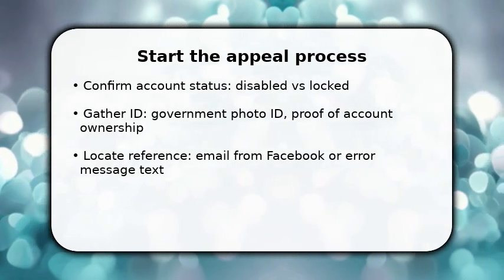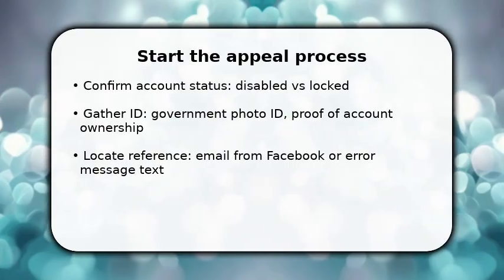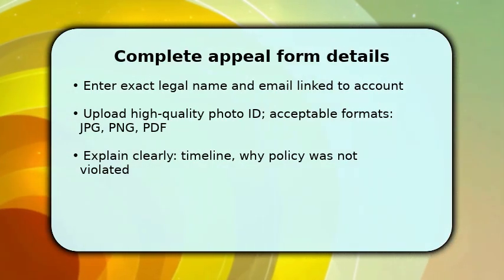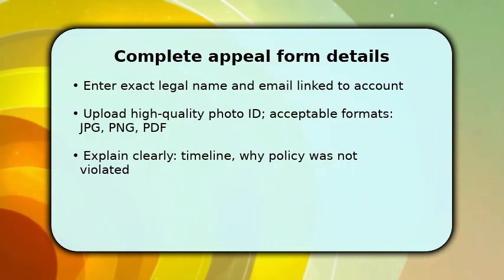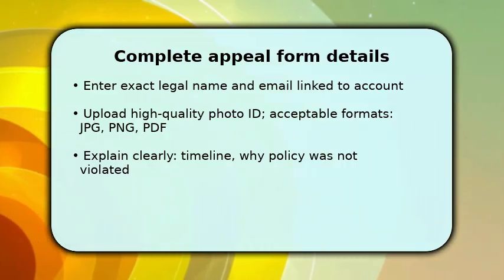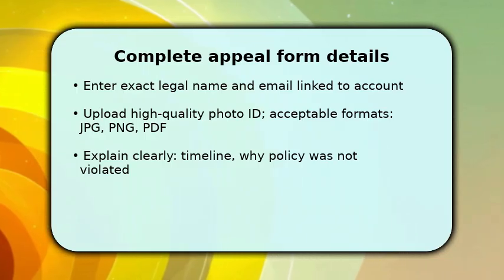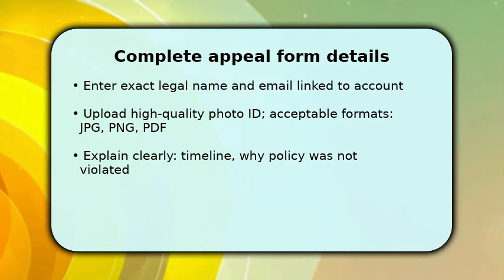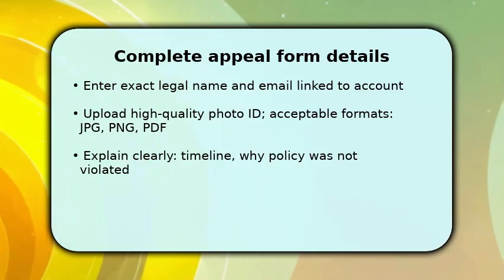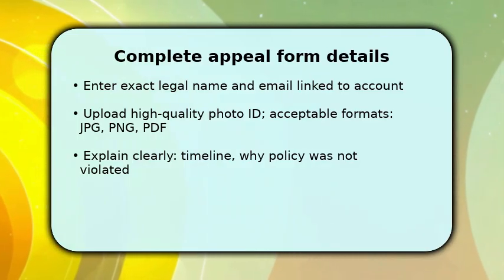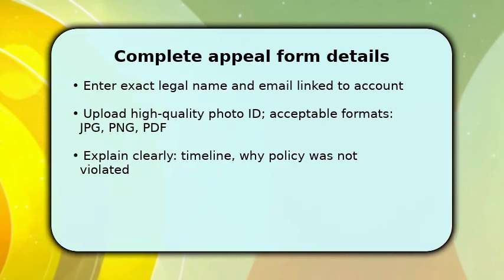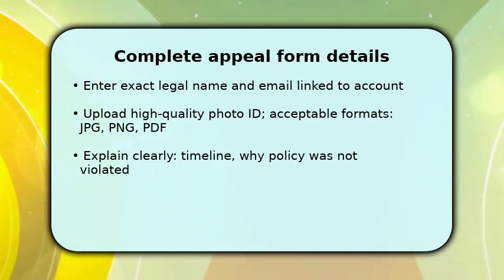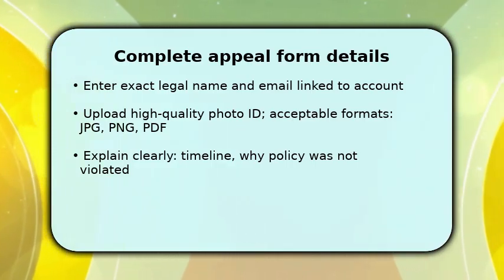avoid delays. You now complete the appeal form carefully. Type your legal name and the email or phone linked to the account exactly as shown on Facebook. When uploading your ID, use a clear photo, no glare, and include both front and back if requested. Facebook accepts JPG, PNG, and PDF. In the explanation field, briefly state the timeline and why you believe the disabled decision was incorrect, focusing on facts, not emotion. After submitting, monitor the email you provided for confirmation and next steps.